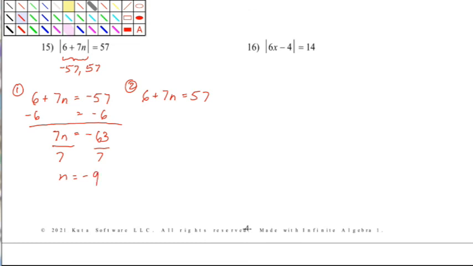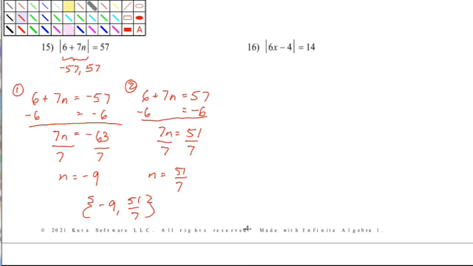Now I have to solve my second equation, and I'm going to do the same thing. But now, when I subtract 6 from both sides, I get a different value on the right, and I get 7n is equal to 51. And I'm going to divide both sides by 7. And I get n is equal to 51 sevenths. And that can't be reduced any further. That's as far as that goes. So my solution set to this problem is going to be minus 9 and 51 over 7.